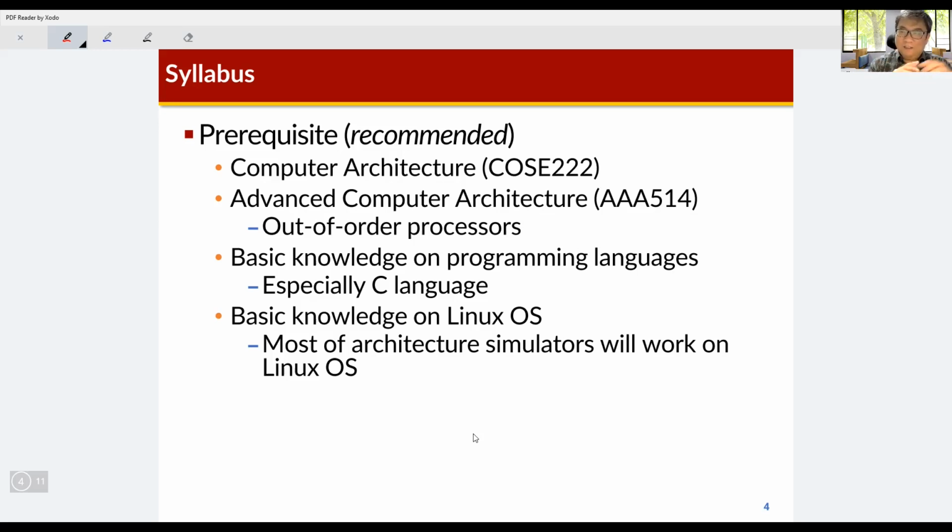I believe you can write some basic C applications. And then basic knowledge of the Linux operating system, because most architecture simulators will work on the Linux operating system, not Windows. So getting familiar with the Linux operating system. So do not use Windows. We need to use Windows because of the Office programs or some other applications, but please get familiar with the Linux operating system for your research and your work. Okay.